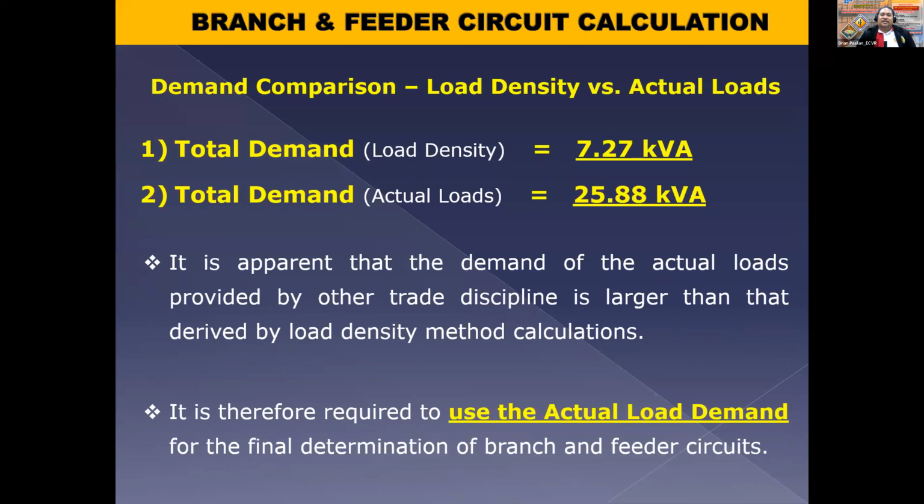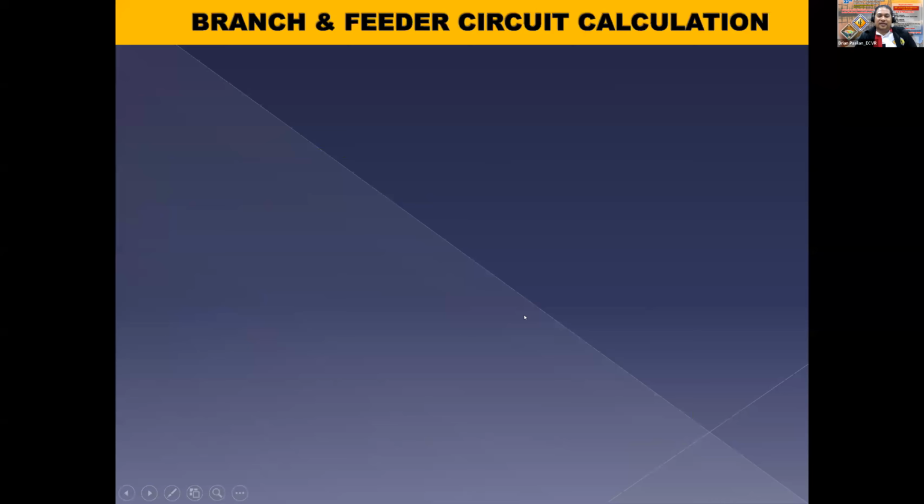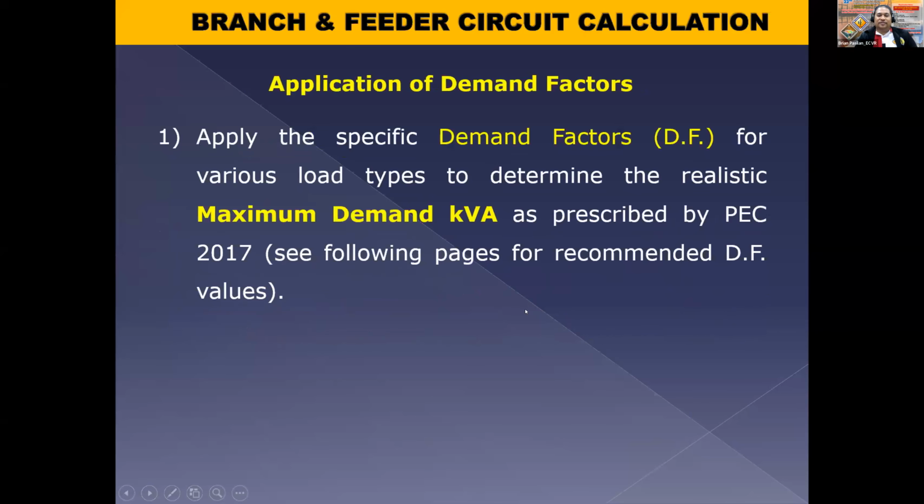Initially, as we said earlier, we compare whichever is greater, the load density method or the actual loads. It's apparent that in the actual loads calculation, the actual connected load is larger than the load density. Therefore, we will use the actual load values, so 25.88 kVA. Okay. So that's the decision that we have to make.